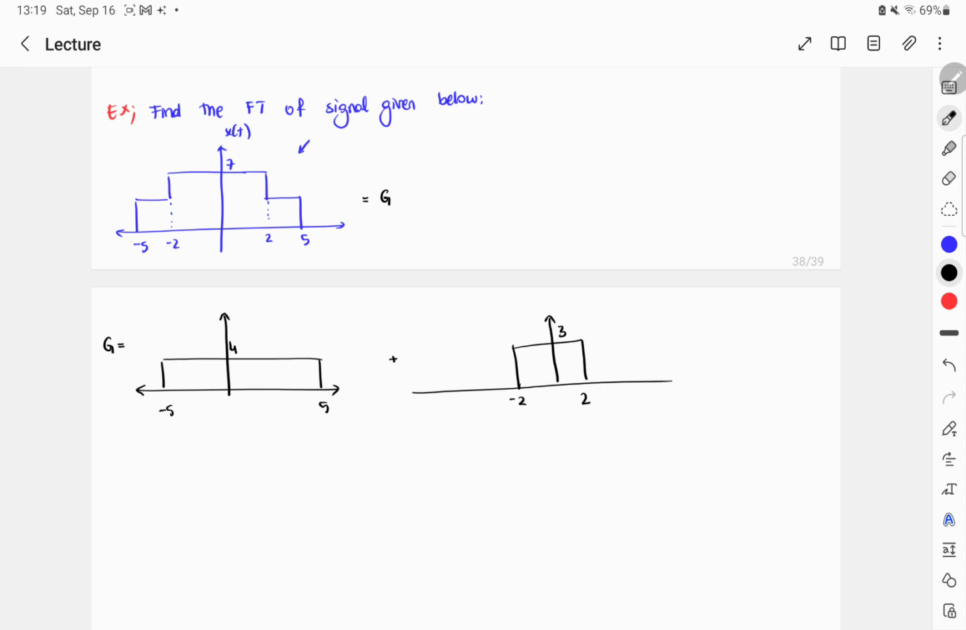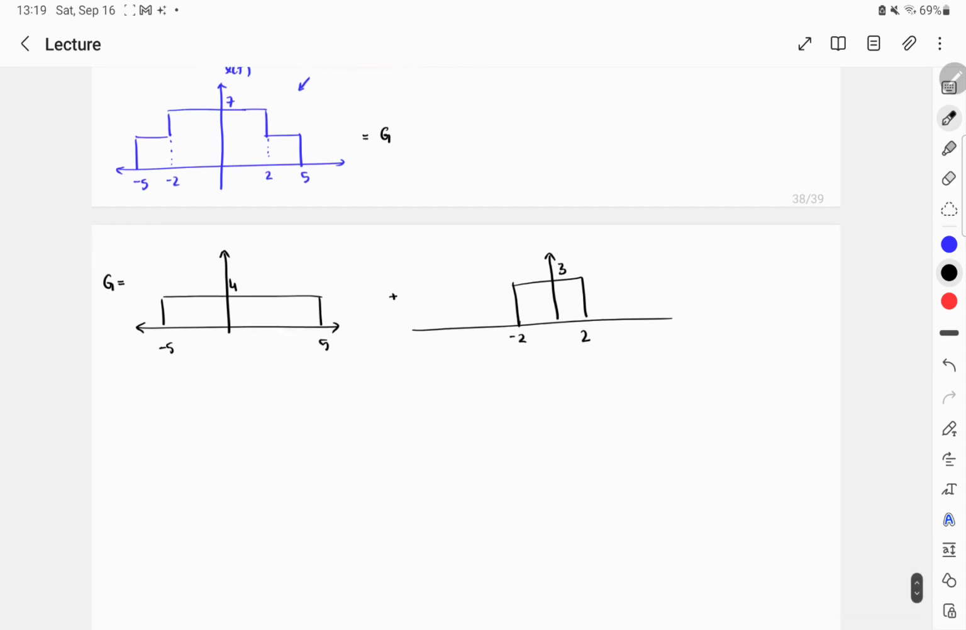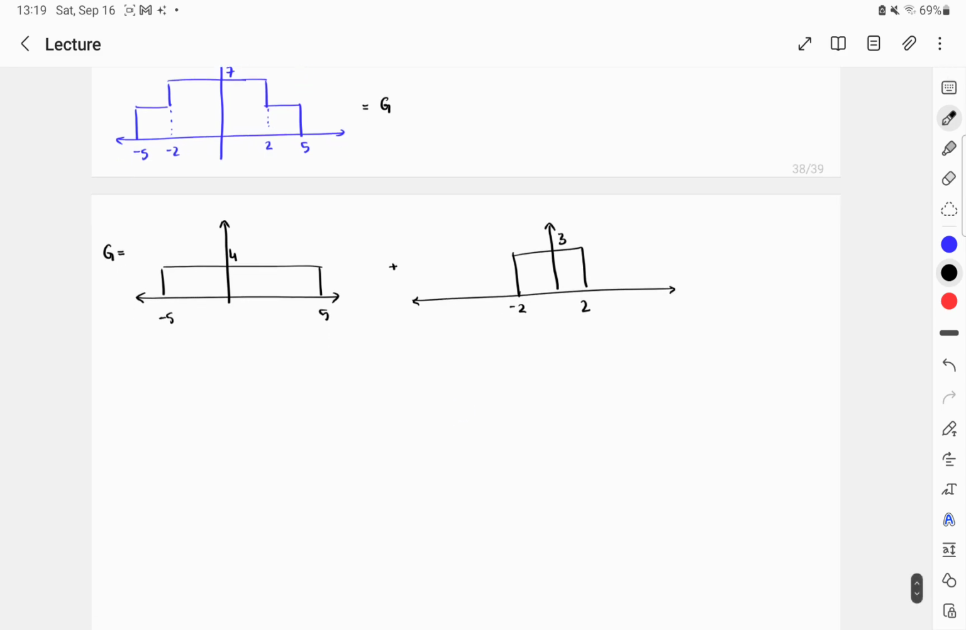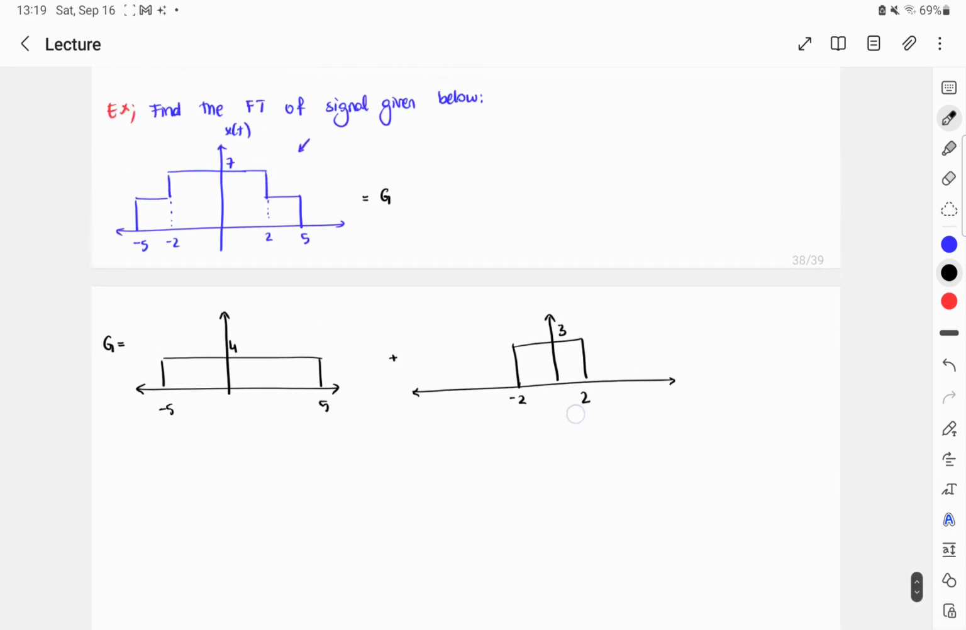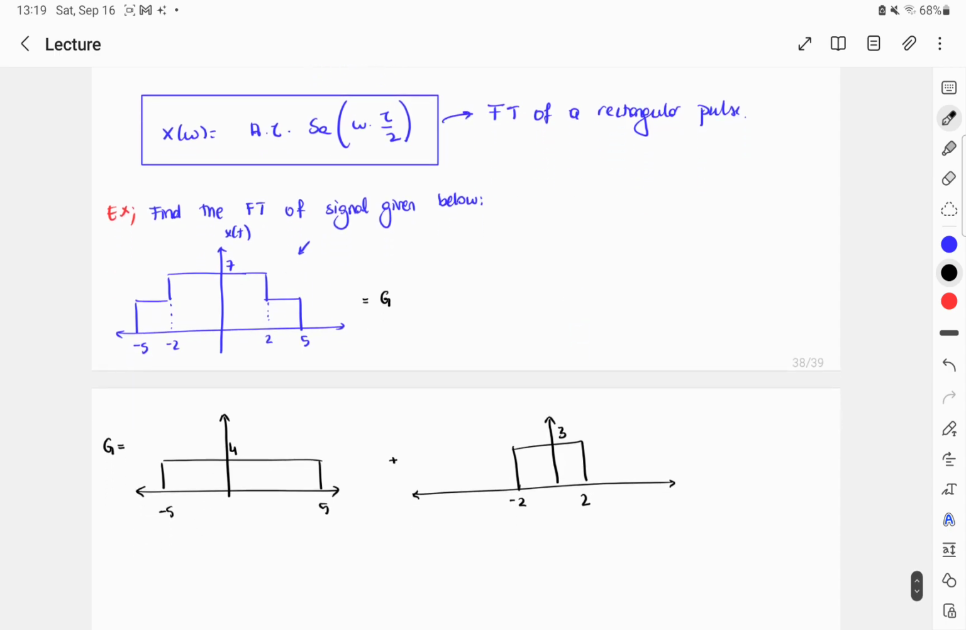And we actually need to find the Fourier transform of these ones individually and then sum them up, as we know that the Fourier transform has the linearity property, and if we sum the signals themselves, we need to sum the Fourier transforms as well. So what do we do here? We just apply the previously found formula, and we know that we have amplitude times tau. Like, this is tau minus 2, and this is tau, and this is the amplitude. So we basically first need to find the area times the sampling function of omega tau over 2.